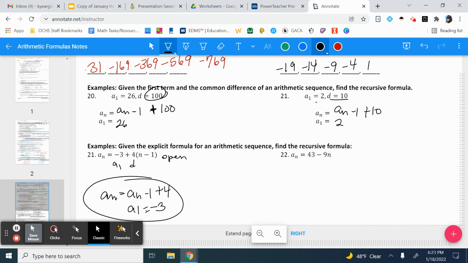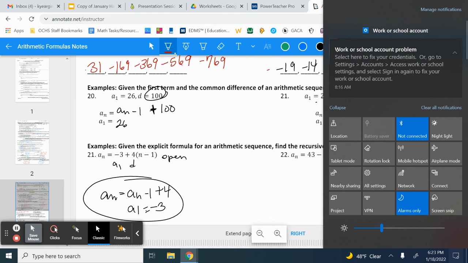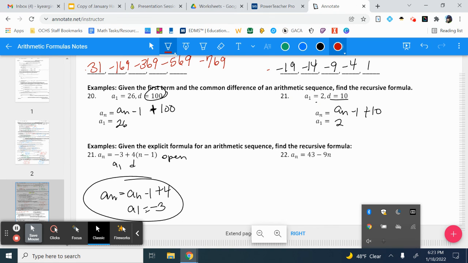I have to be careful on number 22, though. The reason I have to be careful on number 22 is because this is in the closed explicit form, which means I do have my common difference here, negative 9, but I don't have my first term. So in order to find the first term, what I'm going to have to do is plug in a 1 for n. So 43 minus 9 times 1, because I don't have a first term here. And when I do that, I find that my first term is really 34.